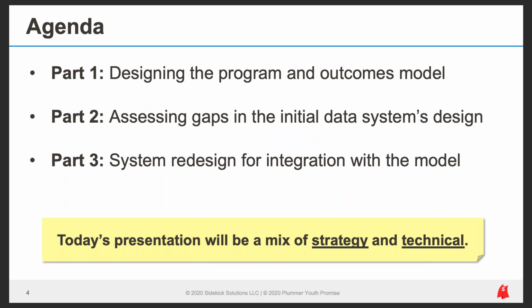So our presentation today is going to cover three parts. The first is designing the program and outcomes model. The second is assessing the gaps in their initial data system design. And the third is how we redesign their system for integration with the outcomes model. Today's presentation is going to be a mix of strategy and technical, and we're going to cover a lot of ground. We do have 90 minutes set aside, and we're hoping to answer questions at the end as well.